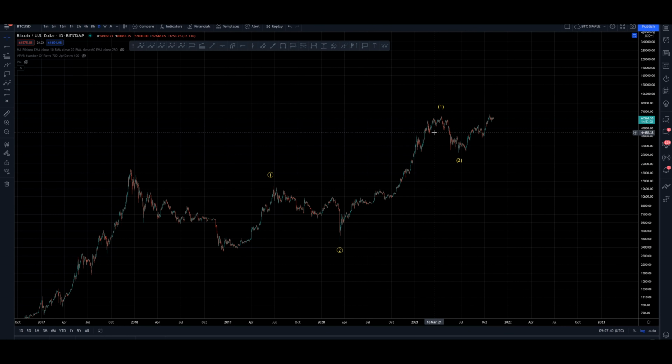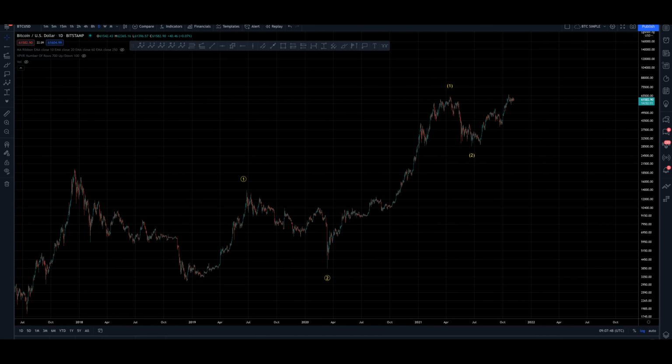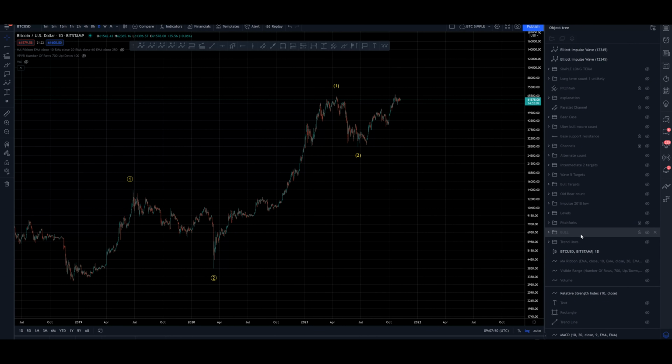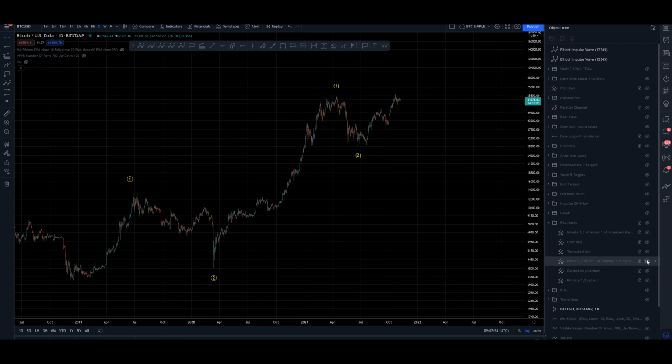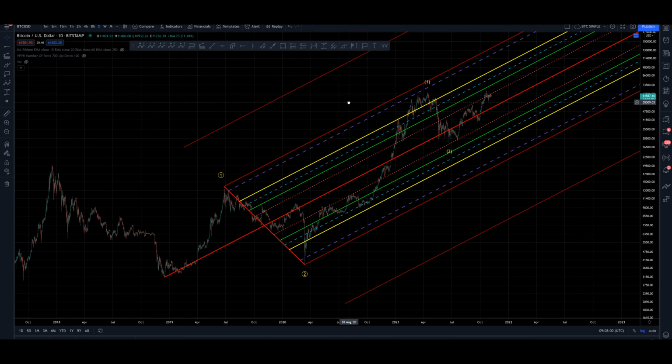So this is a viable alternative. I just think perhaps a little too moon boyish at the moment to be considering now. But let's have a look at some pitchforks for a moment. I just want to bring up the long term primary 1, primary 2. Okay, 1, 2, 3, 4, 5 in my original count.